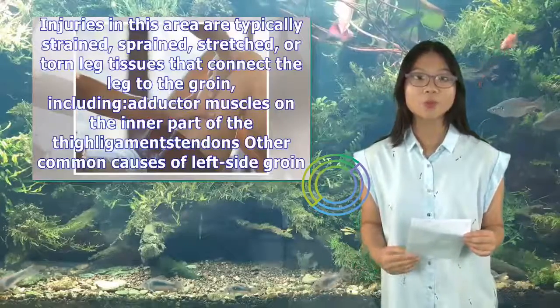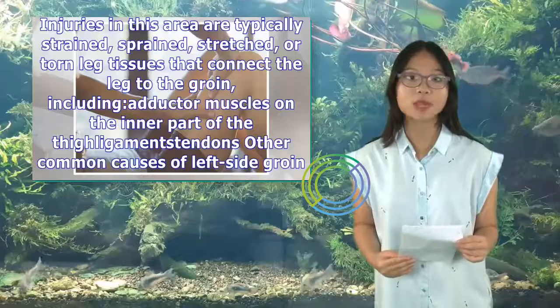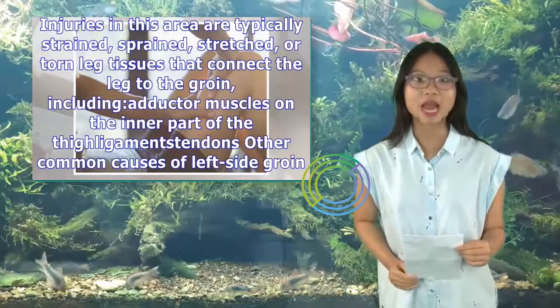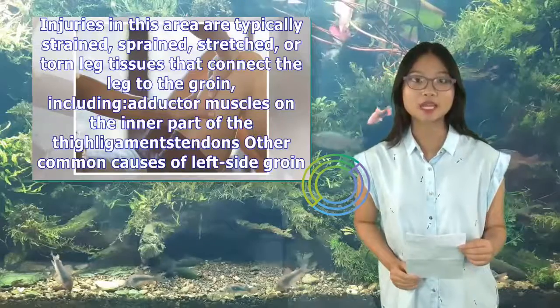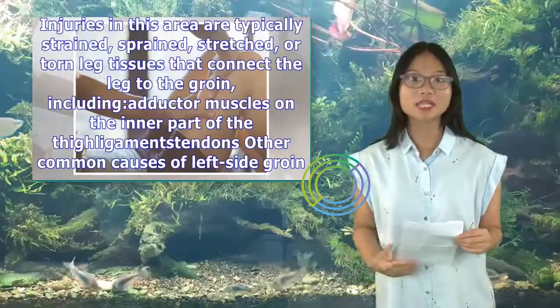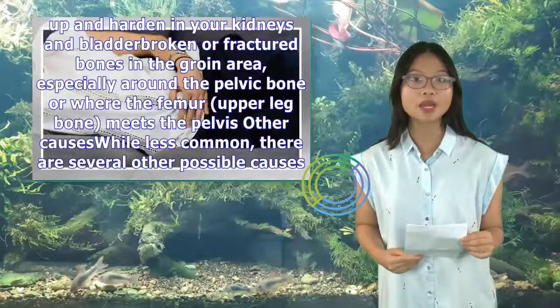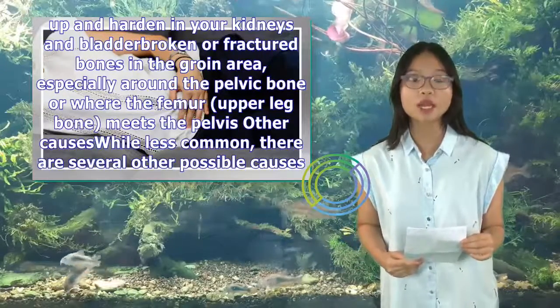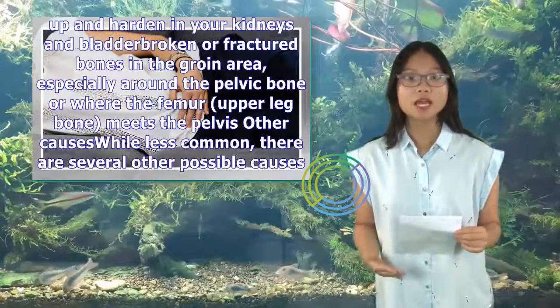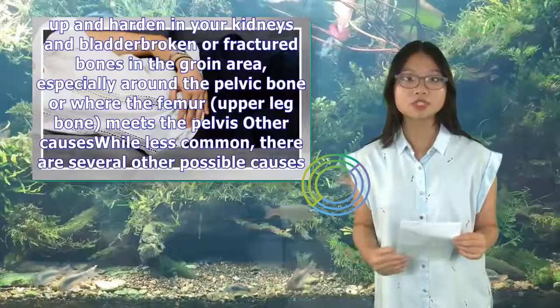Injuries in this area are typically strained, sprained, stretched, or torn leg tissues that connect the leg to the groin, including adductor muscles on the inner part of the thigh, ligaments, and tendons. Other common causes of left-side groin pain include kidney stones, which happen when calcium or other minerals build up and harden in your kidneys and bladder, and broken or fractured bones in the groin area, especially around the pelvic bone or where the femur, upper leg bone, meets the pelvis.